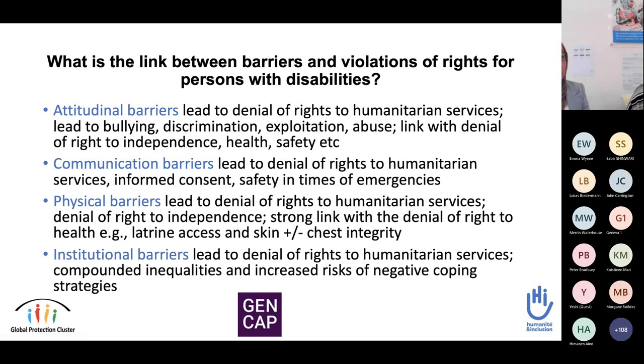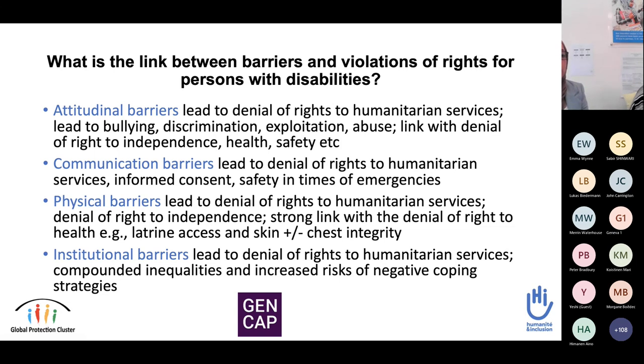For example, a lot of children with disabilities at school were at high risk of bullying and discrimination from other children. So how are we able to address and understand how these children experience this disability, how they interact with this type of attitudinal barrier, and how are we able to ensure we are working to address these barriers within, for example, the school environment.